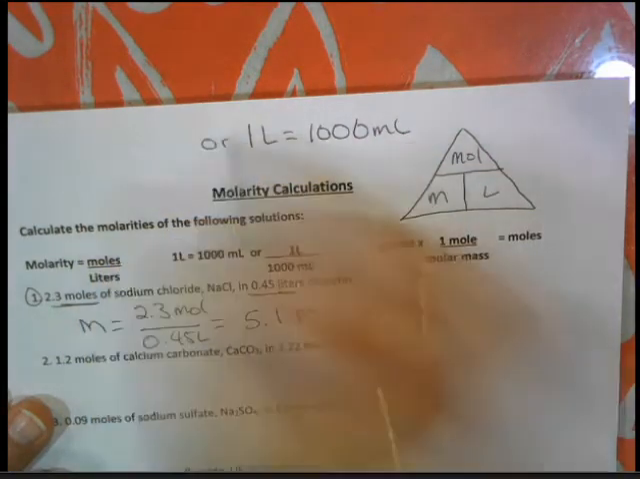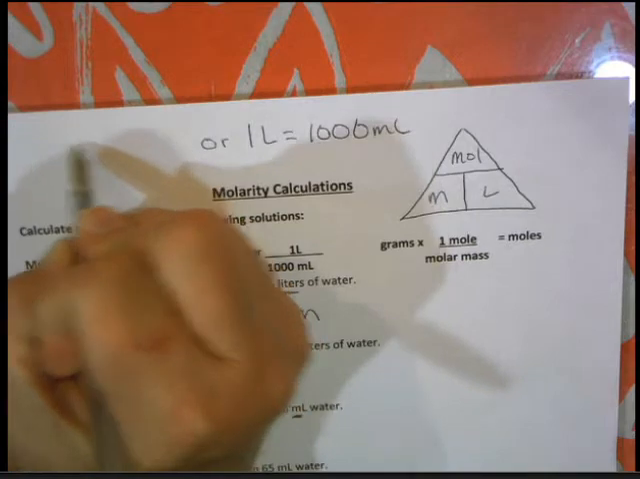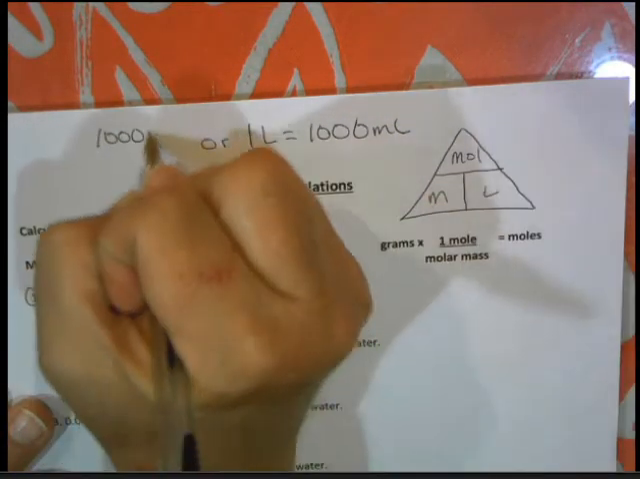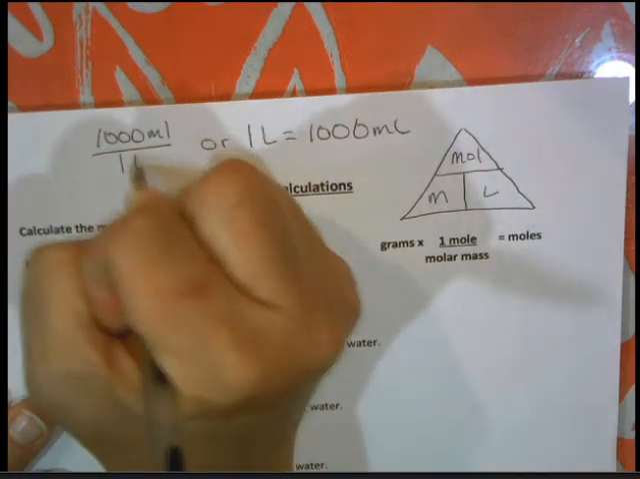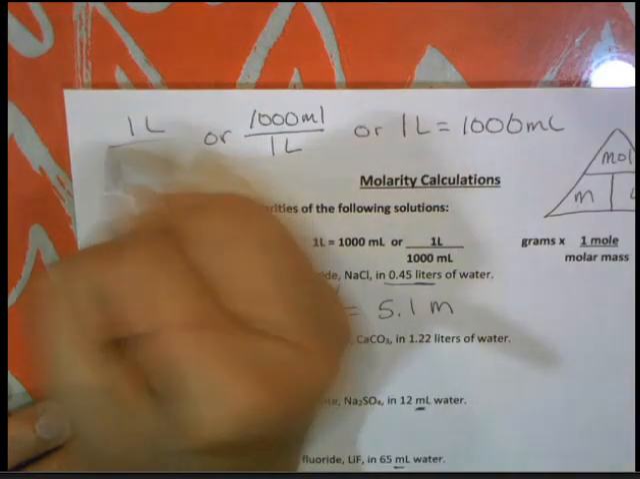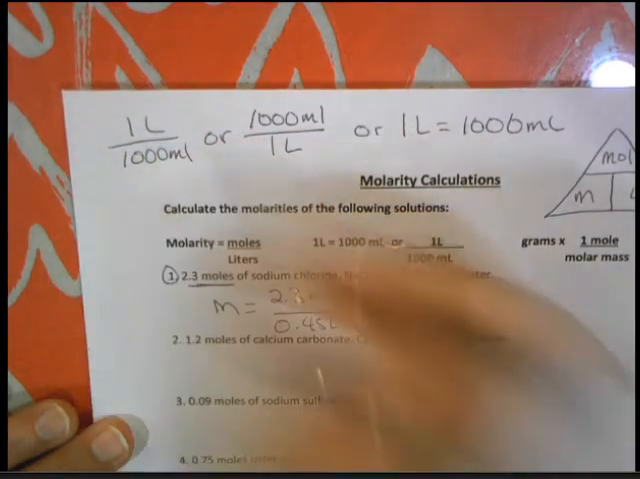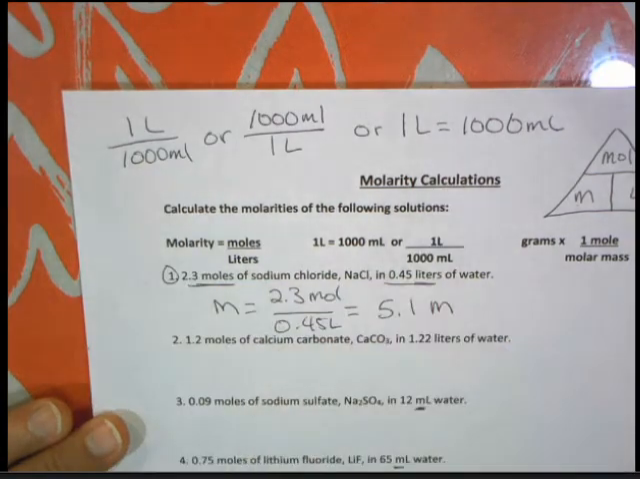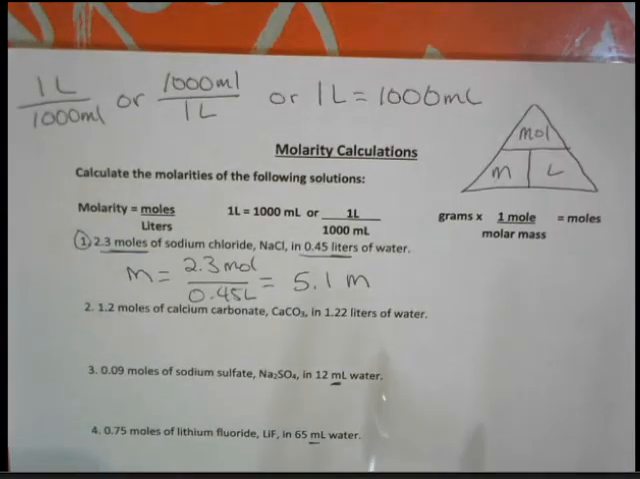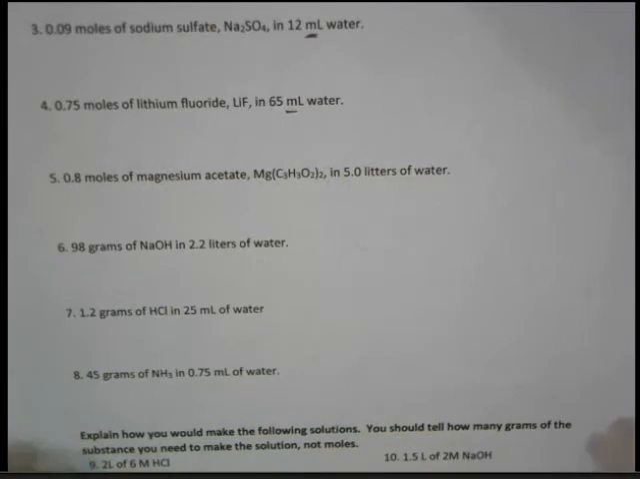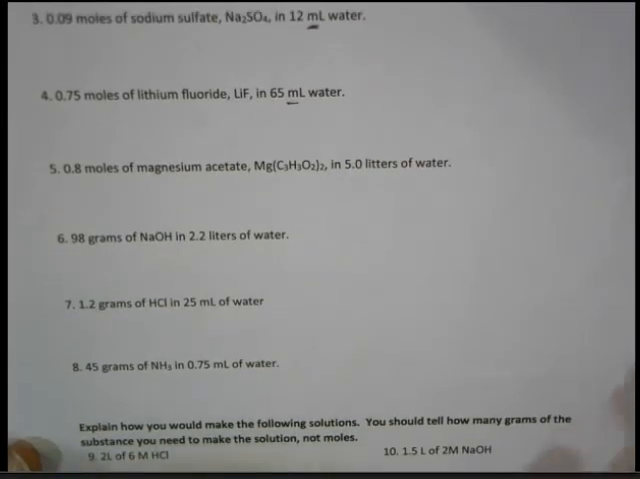Or you could write it 1,000 milliliters in 1 liter, or 1 liter for 1,000. Remember, our conversion ratios can be flipped back and forth. You can write it either way. So I would recommend before you do this, write your triangle, write your conversions on the top, and then go through it.